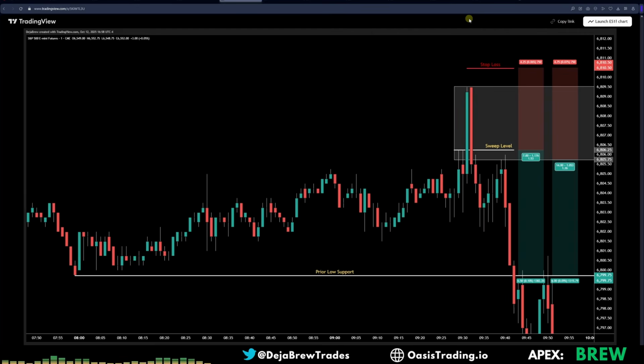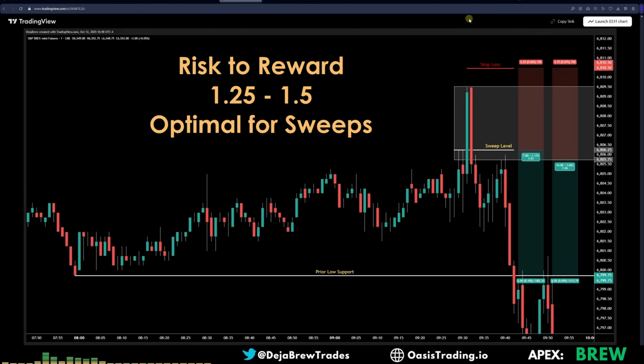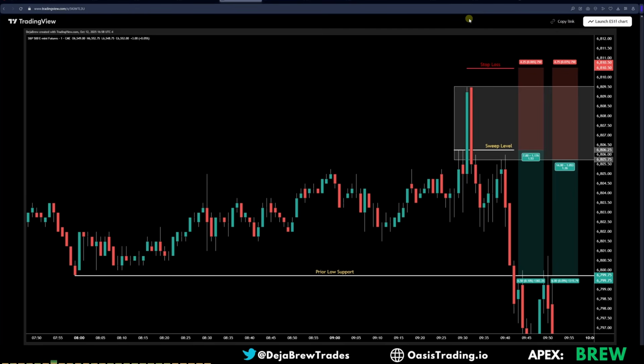Now, you could also say there's a little bit of a zone around that sweep level. Where that zone goes to is up to where your stop loss is. I typically say 1.25 to 1.5 risk to reward is optimal for these trades. Let's say if you're risking $100, you want to make $125 or $150 on this trade.